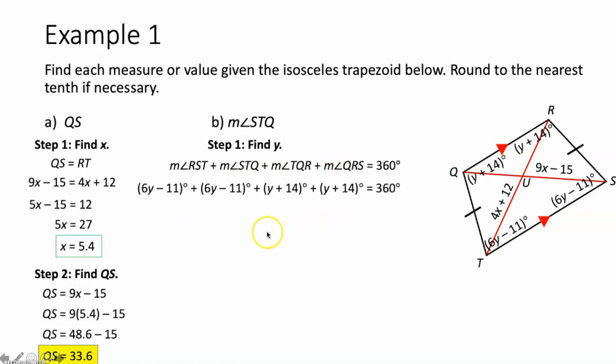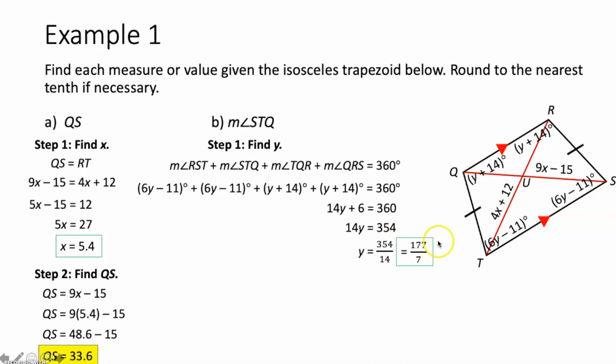So how do I solve for y? Well, I'm going to combine like terms. 6y plus y plus y is going to be 14y, and then negative 11 plus 14 plus 14 is going to be positive 6. I then solve for y by subtracting 6 on both sides, dividing both sides by 14, and I get 354 over 14, which I can simplify to 177 over 7.